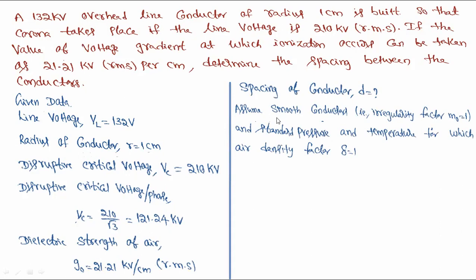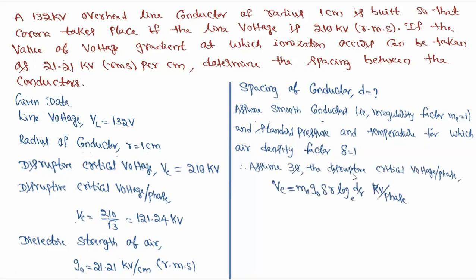But in the problem they are not given the irregularity factor and the air density factor. Assuming a smooth or polished conductor, the irregularity factor m naught is unity, 1, and at standard pressure and temperature the air density factor is also 1, that is delta equal to 1. Now, already we know 132 kV is considered for the 3-phase system. Vc equal to m naught g naught delta r log d by r base e, kV per phase.